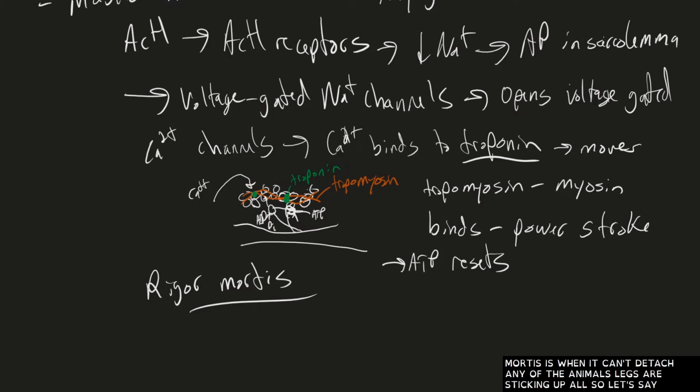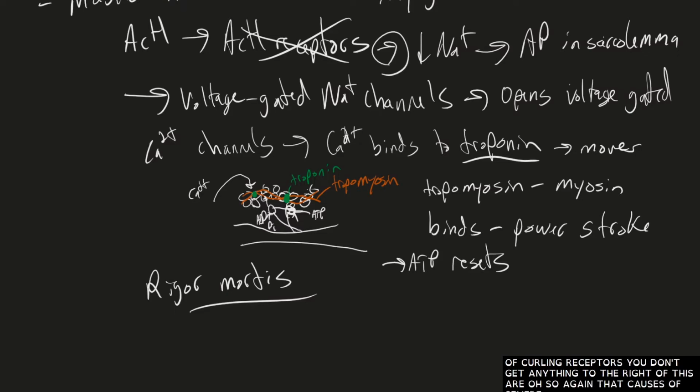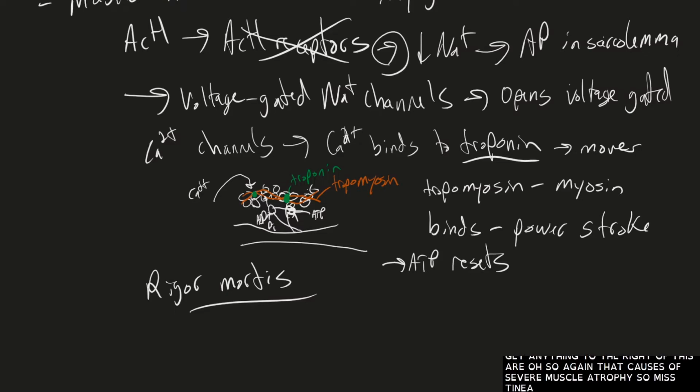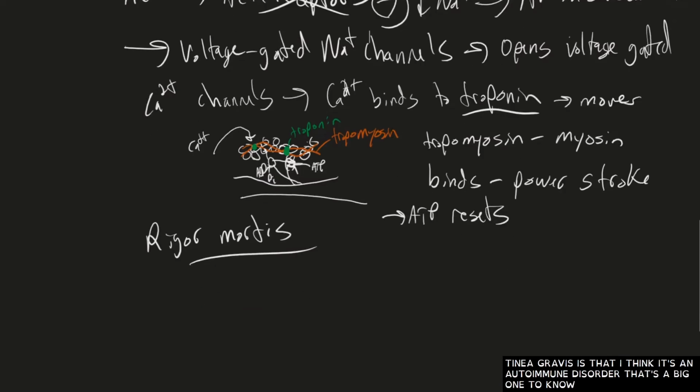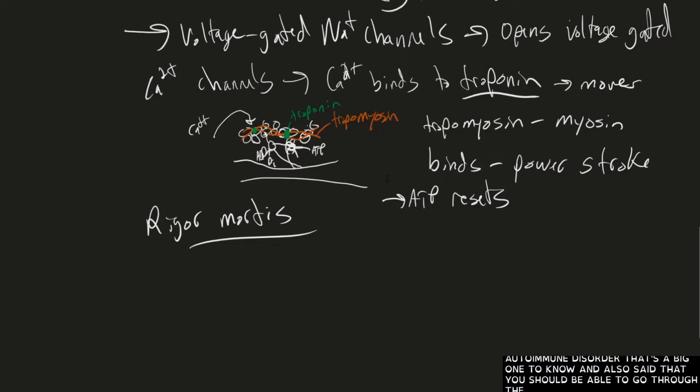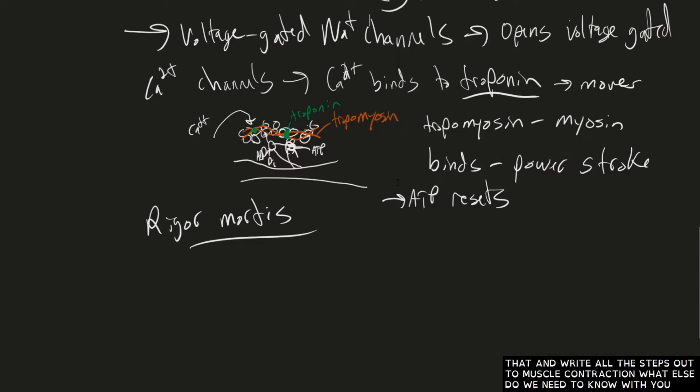Also, let's say there's an autoimmune disease called myasthenia gravis. Myasthenia gravis is where these acetylcholine receptors are broken down. So if there's no acetylcholine receptors, you don't get anything to the right of this arrow. So again, that causes severe muscle atrophy. So myasthenia gravis is that. I think it's an autoimmune disorder. So yeah, that's a big one to know. And also, you should be able to go through that and write all the steps out to a muscle contraction. What else do we need to know here?